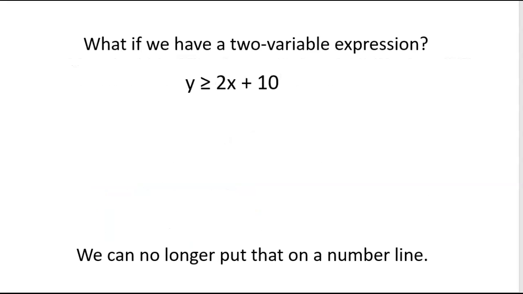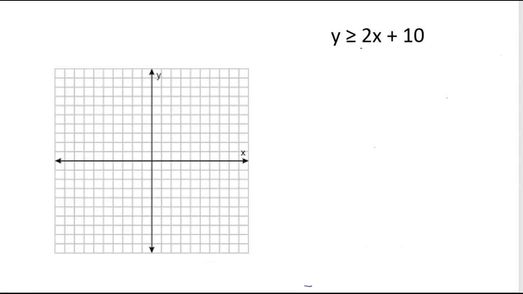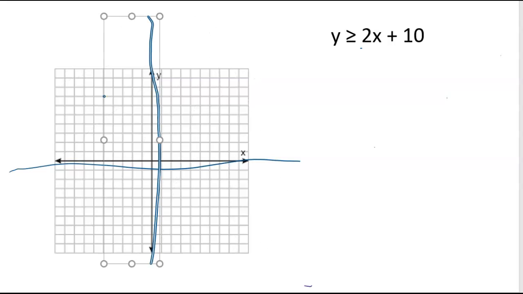But what if we have a two-variable expression? What if we have a y and an x? How can we show that? We can no longer put this on a number line, can we? Now we have to use a coordinate plane because we have the y and we have an x, right? Well, let's just erase that because it's not going to go along with what we got going on here.